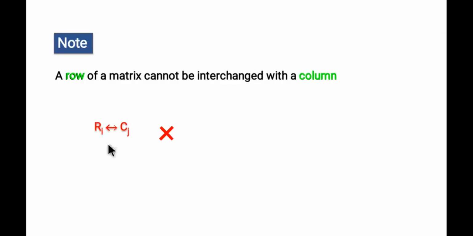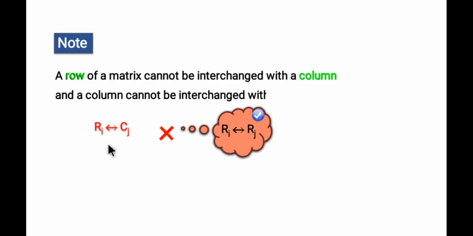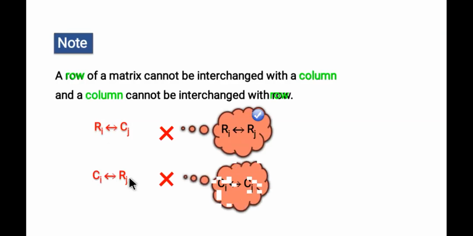And even a column cannot be interchanged with a row. That is, Ci cannot be interchanged with Rj. Okay, so you have to do Ci interchange with Cj only, and similarly Ri interchanges with Rj only. So a row can be interchanged with a row itself and a column can be interchanged with a column itself. Okay, so let's go ahead.